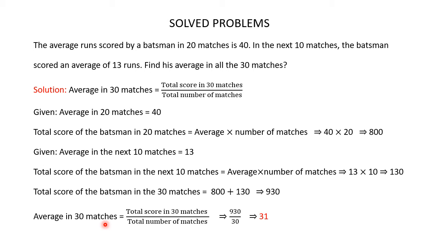So the total score of the batsman in 30 matches is 930 and total number of matches is 30. So average in 30 matches is equal to 930 divided by 30, which gives us 31. So the batsman's average in all the 30 matches is 31.